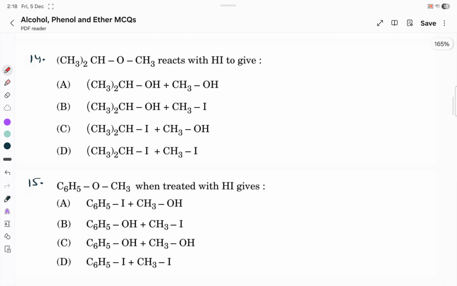Next question. A compound reacts with HI to give... So here on one side it is secondary, on the other side it is primary. So when I break this bond, obviously secondary carbocation is more stable than primary. So this side it is primary, on the other side it is secondary. So H will go to this side, I will go to the other side, and you will get the product. So option A will be the correct answer.